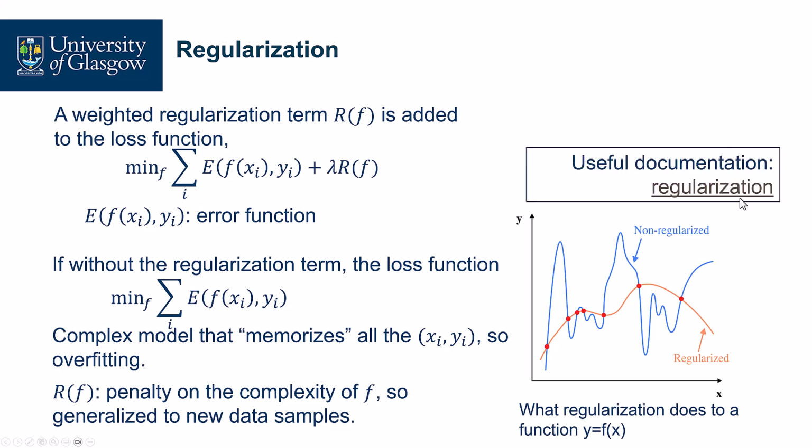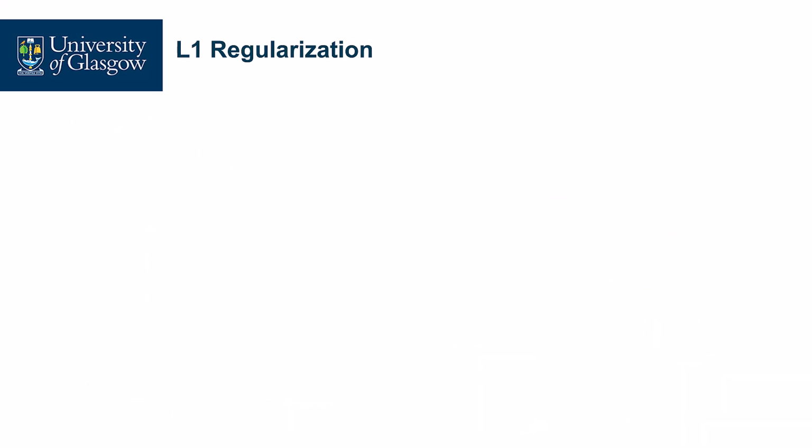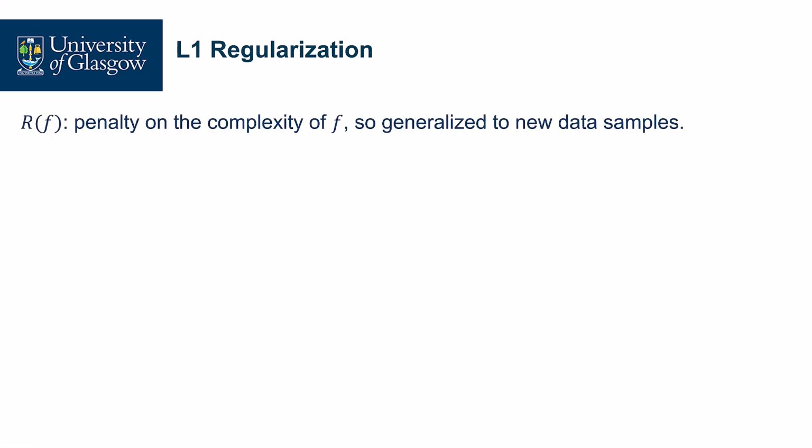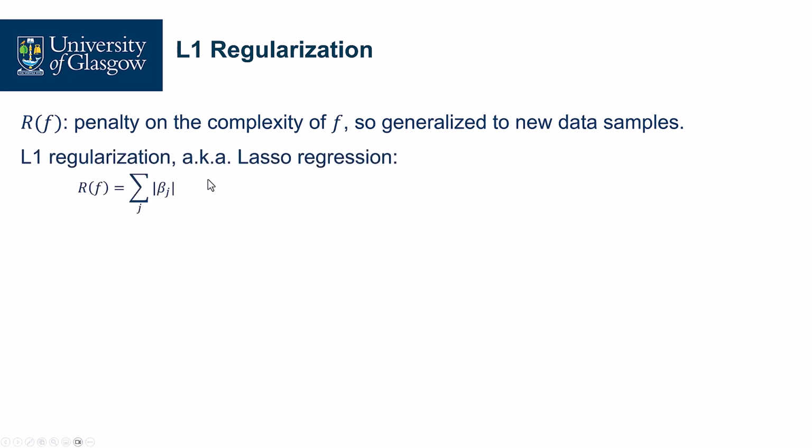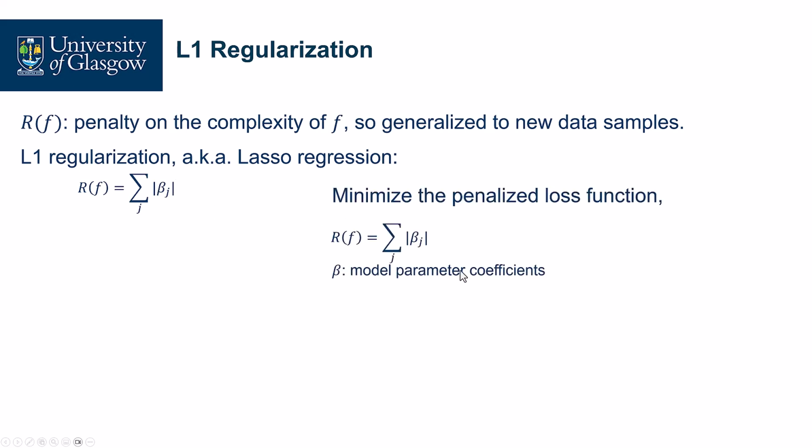For more details on regularization, you can use this hyperlink. Now let's see how the regularization method works. There are mainly two kinds of regularization method, L1 and L2, but the goal is the same. We want to penalize the complexity of the model to improve the generalization ability. For L1, this is the formula. We call it lasso regression. We sum the absolute values of the model parameter coefficients, which we call beta.